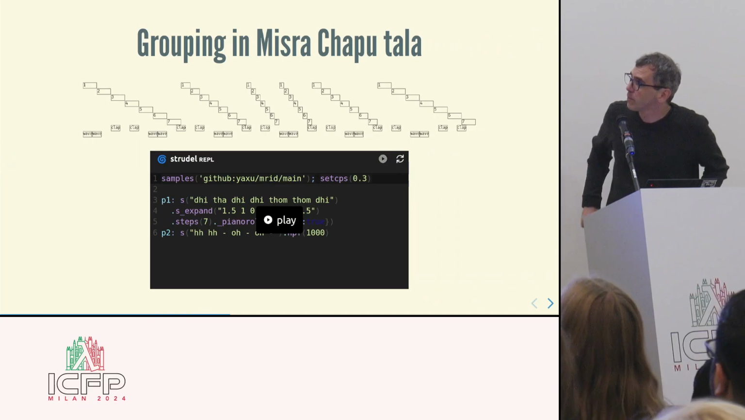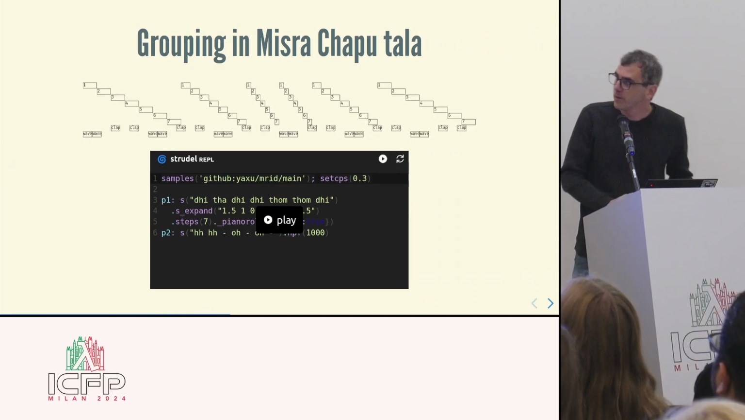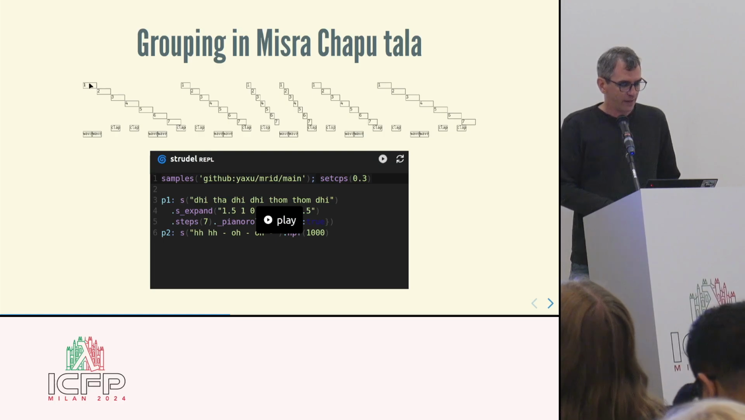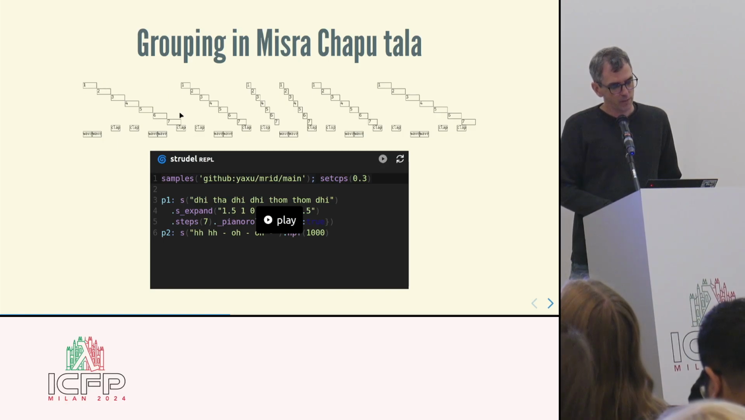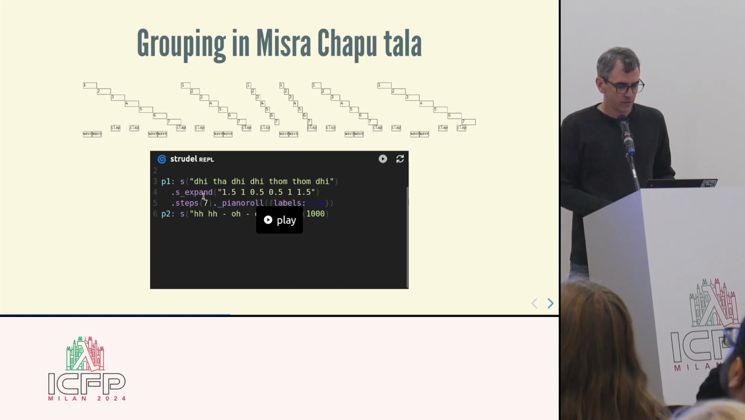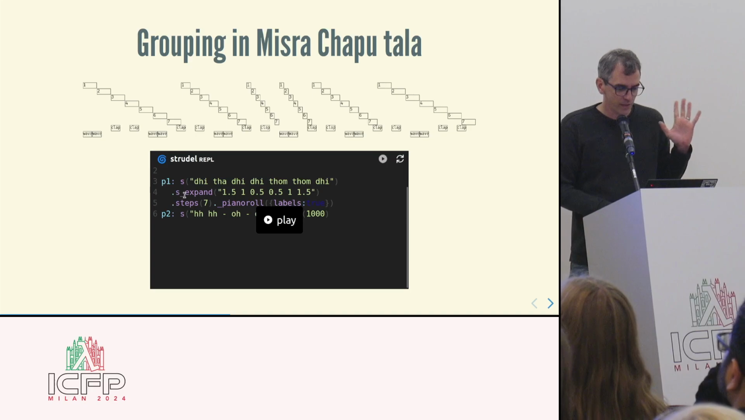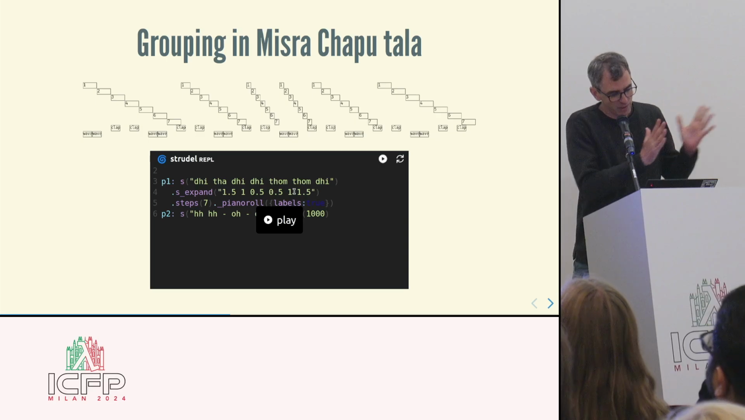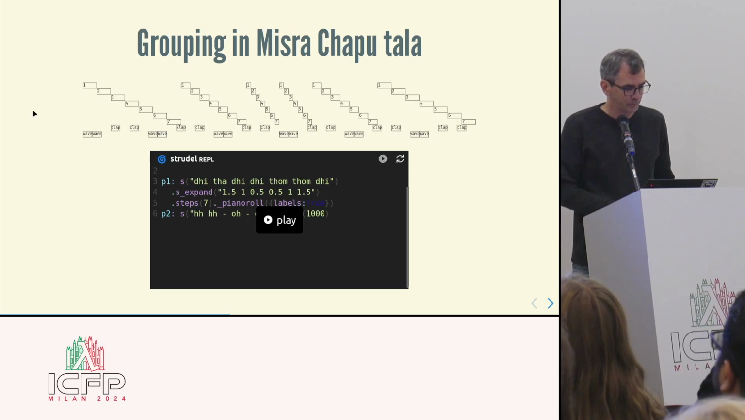So this is one example in the Mishra Chapu Tala. Maybe you can see I've just got the numbers 1 to 7 here. Each step is like 1.5 beats, then 1 beat, then half a beat, and then half, 1, and 1.5, which you can also see in this code. So I've just made this function in Strudel and Tidal called expand, or step expand, where you can put in these sort of step durations, and then it will repeat them over time.